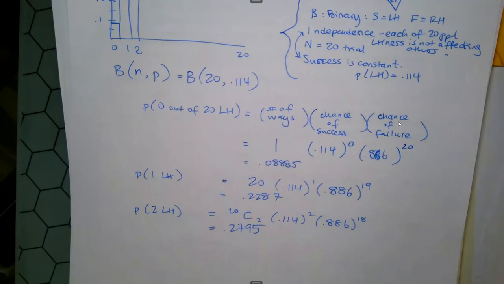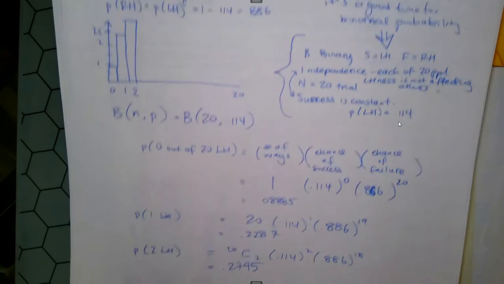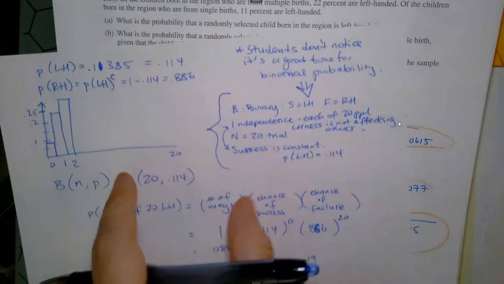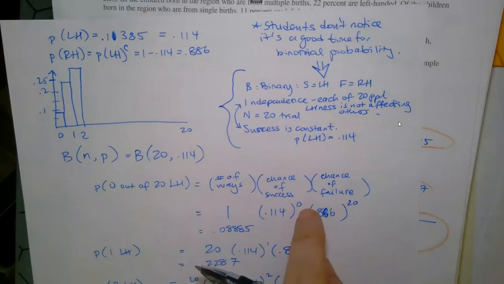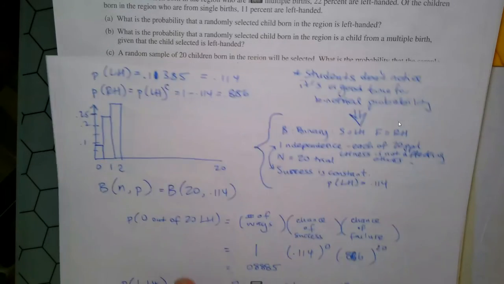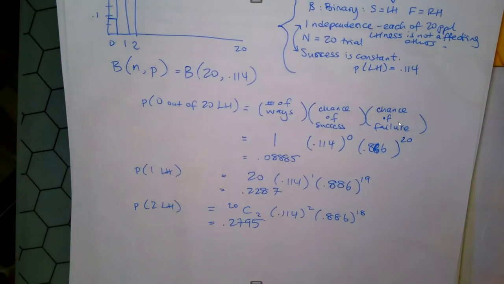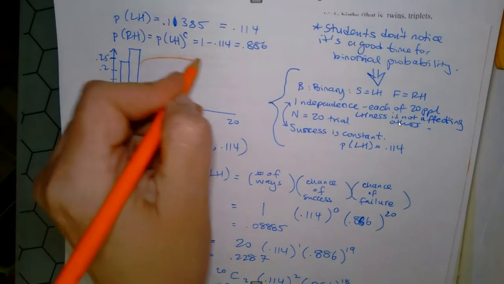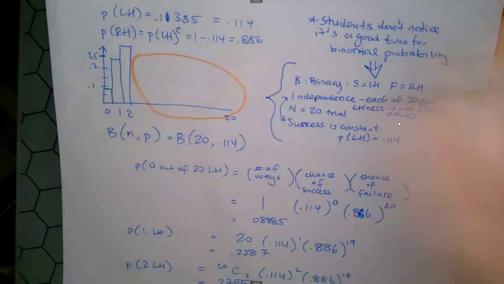So here's the deal, guys. Heads up, this was just explaining how this works. Now we're answering the actual question. So what's the chance of having at least 3 children who are left-handed? That means 3 through 20. So whatever the rest of this graph is, that's what the question is about.